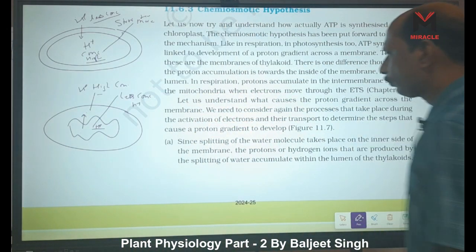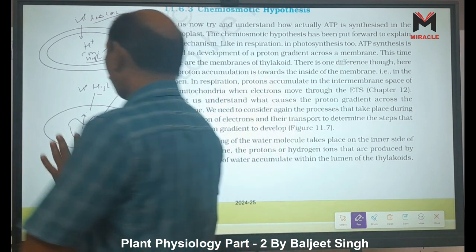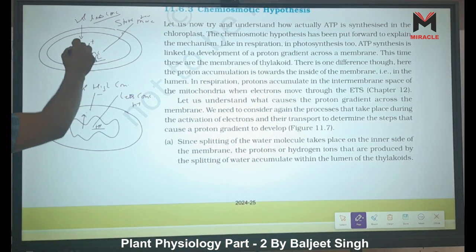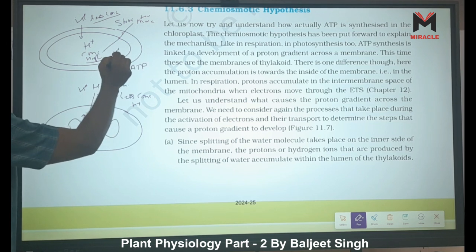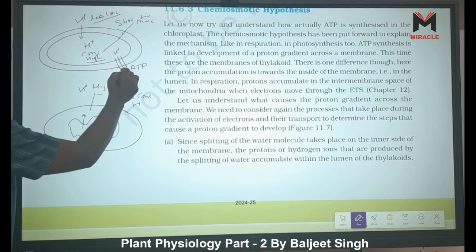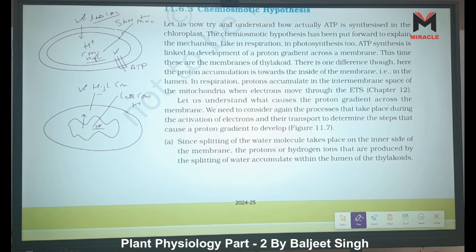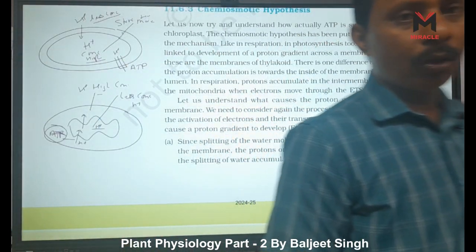Hydrogen moves, right? For the formation of ATP, hydrogen ions have to move from inside to outside in the case of grana. But in the case of mitochondria, these protons have to move from outside to inside, just the opposite. H plus ions move for the formation of ATP through hydrogen. These are called hydrogen pumps.